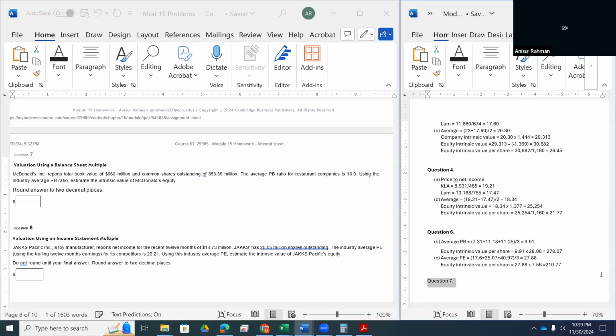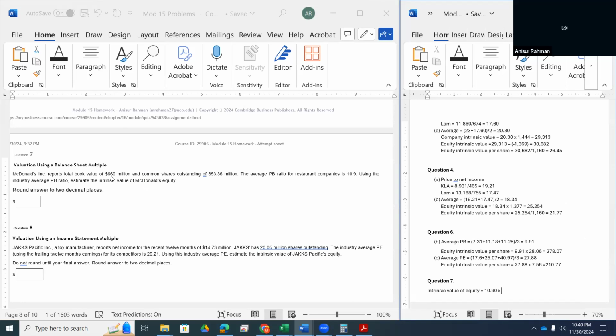So question 7. We have to find the intrinsic value of equity using this average PB. So we'll take the average PB, 10.90, multiplied by our book value per share. Remember, PB is price per share divided by book value per share, so we need to multiply by book value.